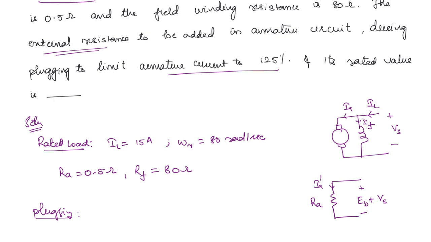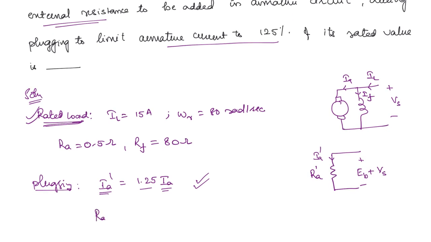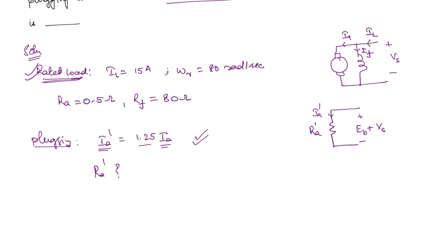So this is going to be IA dash, this is RA dash. IA dash is equal to 125% of its rated value, means 1.25 times the rated current. This is the rated condition, right? So the current drawn when it is supplying a rated load is the rated current. So IA dash during plugging is 1.25 times the rated current. If this is the condition that needs to be satisfied, then what is the new armature resistance? That is the question. So first we will find out what is the armature current.